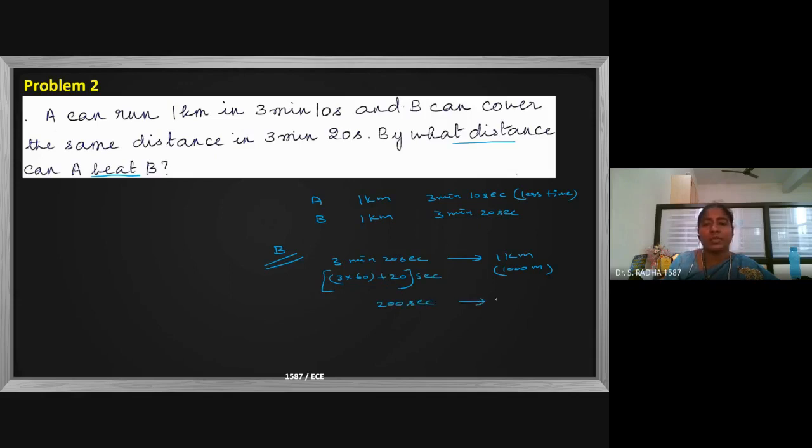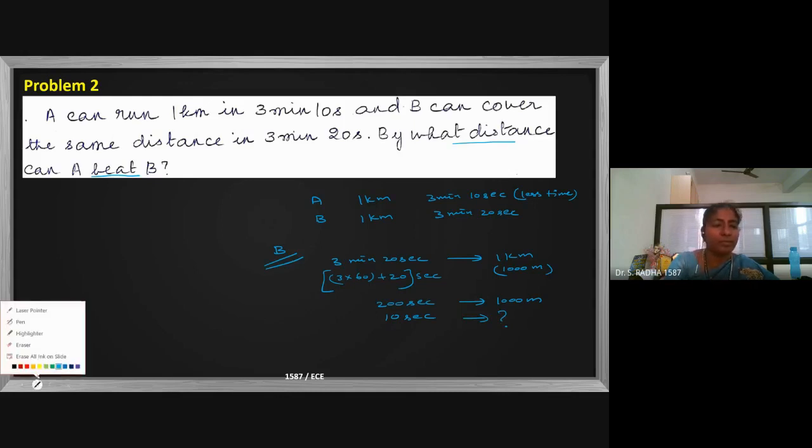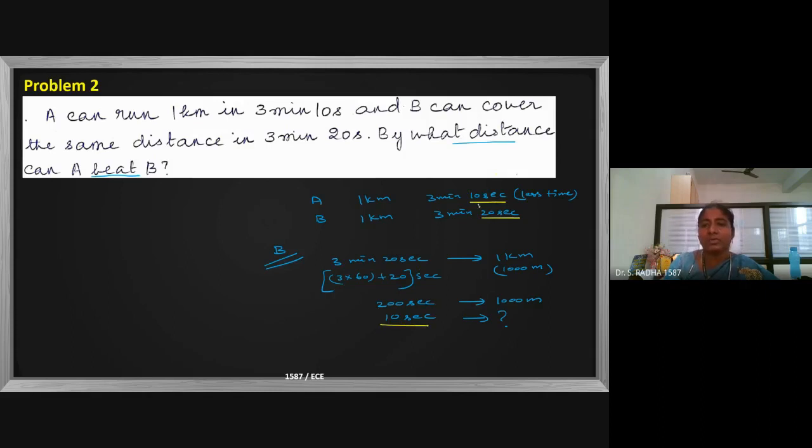So B is taking 200 seconds to complete the 1 kilometer race. Now, he is delayed by 10 seconds. How much distance will he run in 10 seconds? How did I get the delay? Because if you compare A and B, the difference is 10 seconds. So he is delayed by 10 seconds.